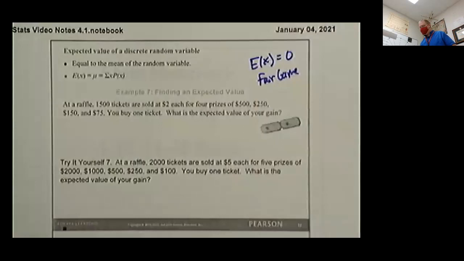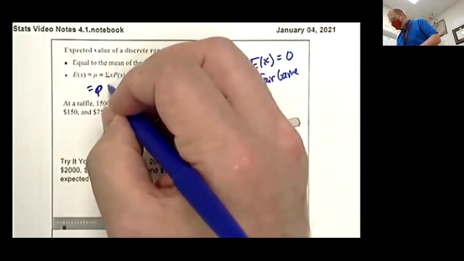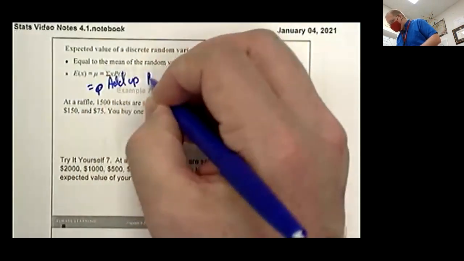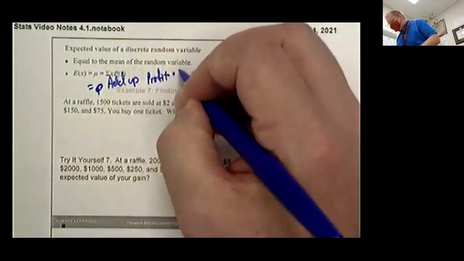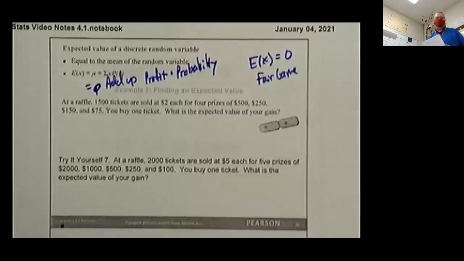So at a raffle, 1,500 tickets are sold at $2 each for 4 prizes of $500, $250, $150, and $75. You buy 1 ticket. What is the expected value of your gain? So what we're going to do is take the profit. The sum of x times p(x) means we're going to add up the profit times the probability. You're paying $2 for a ticket, so we take profit times probability.